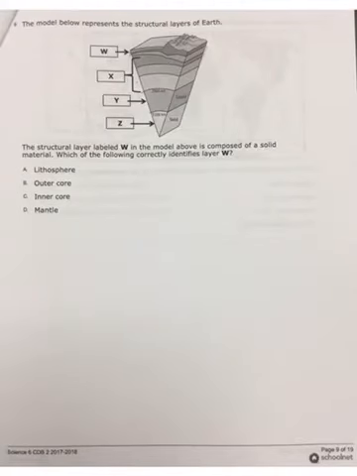Number 9. The model below represents the structural layers of the Earth. The structural layer labeled W in the model above is composed of a solid material. Which of the following correctly identifies layer W? A, lithosphere, B, outer core, C, inner core, D, mantle.